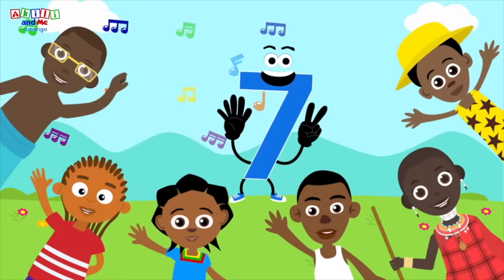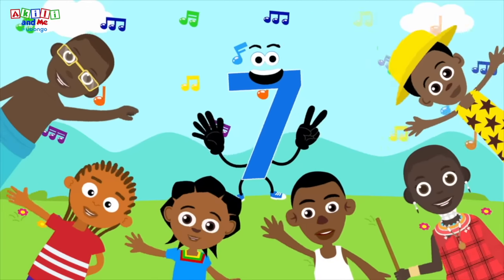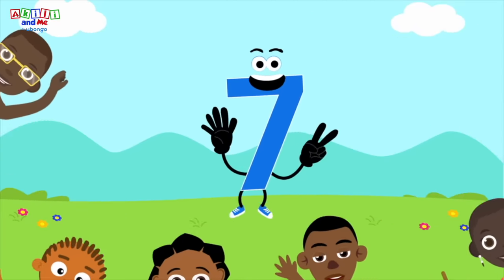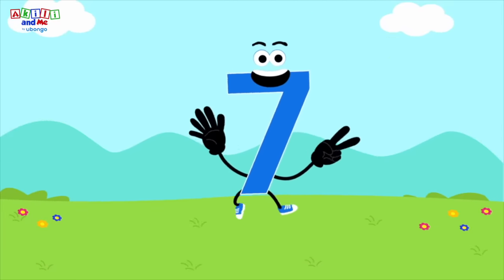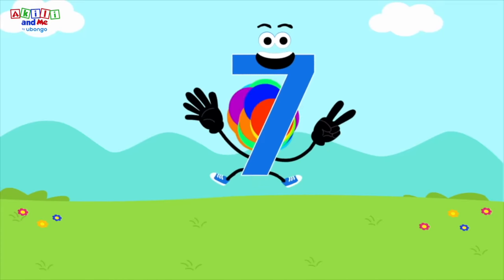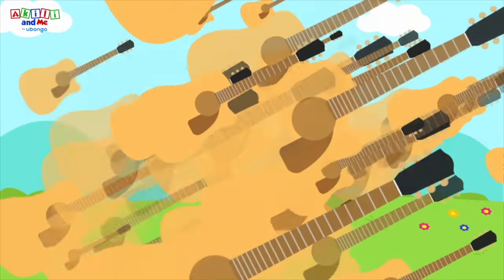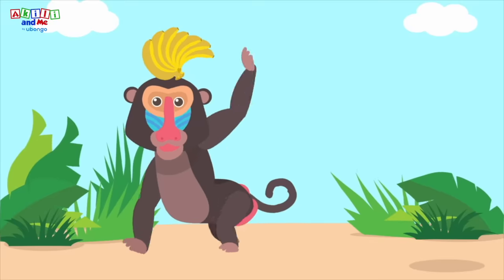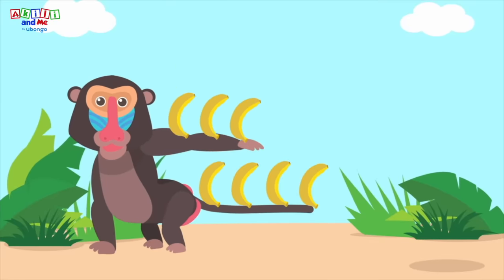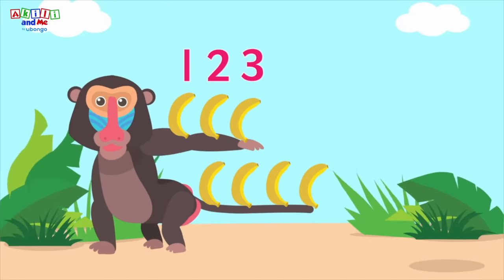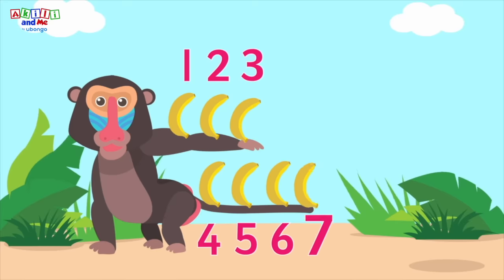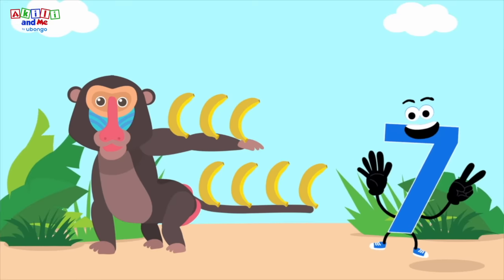1, 2, 3, 4, 5, 6, 7. We can learn numbers and sing together. 7, 7, number 7. Monkey, monkey, monkey, he has 7 bananas. 1, 2, 3, 4, 5, 6, 7. Dance with number 7.